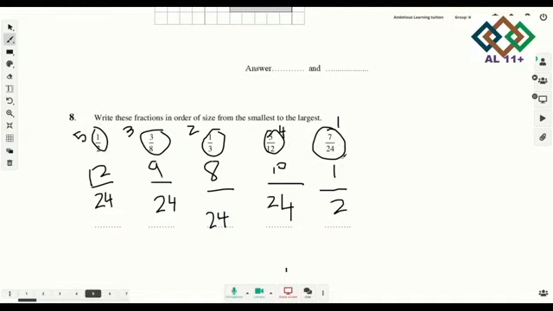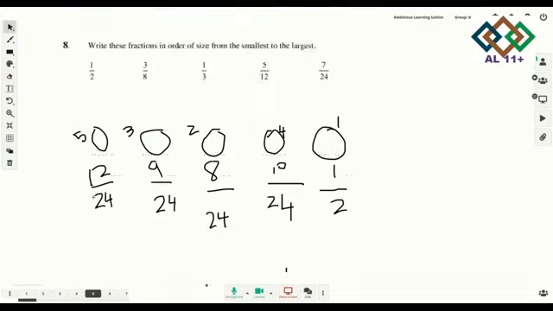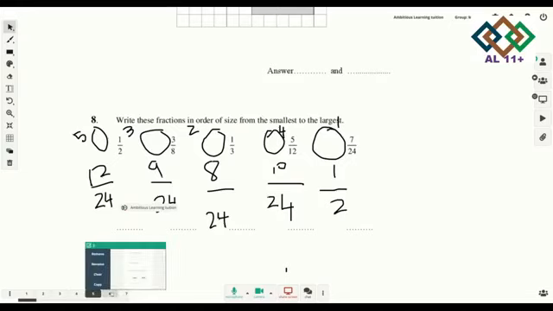So 7 by 24 will be the first one. 1/3 would be your second one. 3/8 will be your third one. 5 by 12 would be your fourth one, and half would be your fifth one. So let's go on to the next page now.